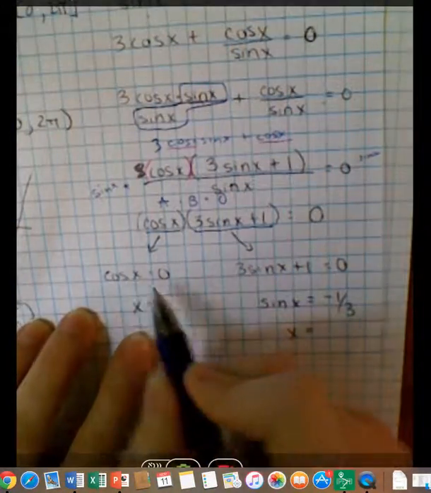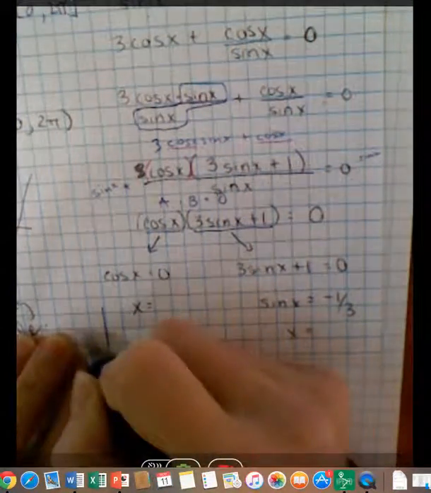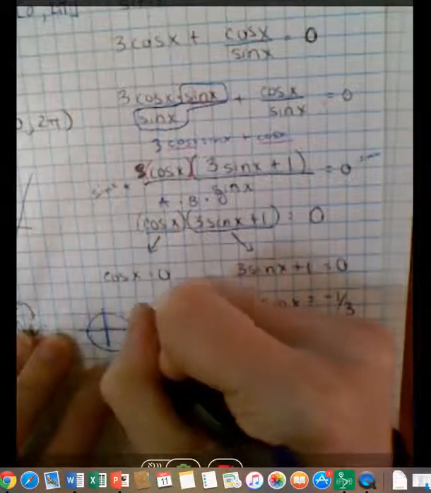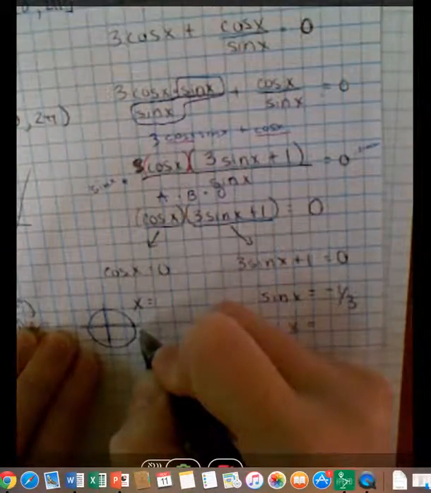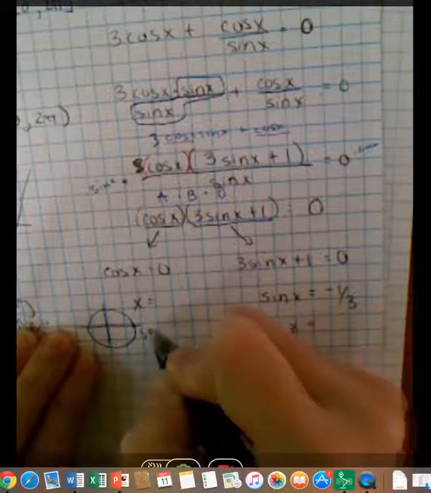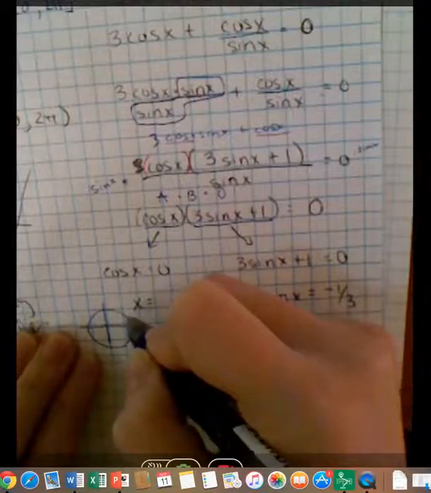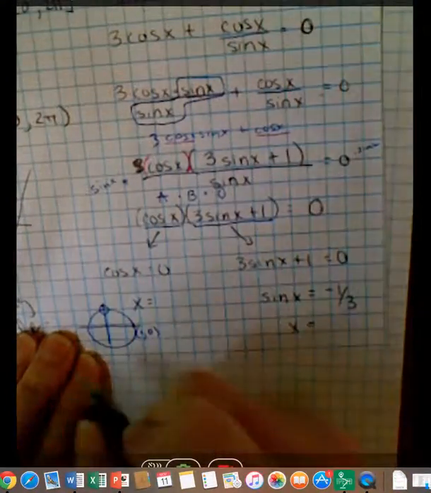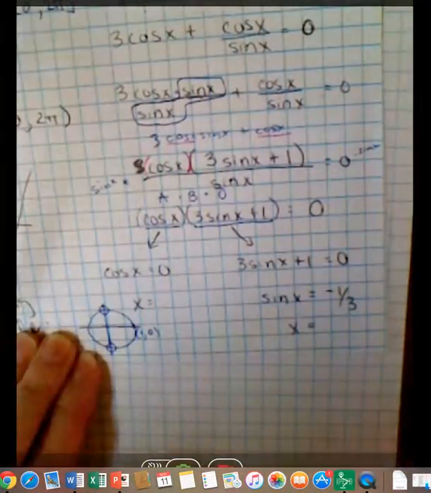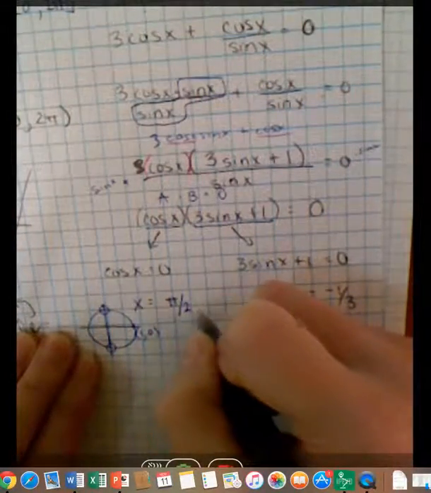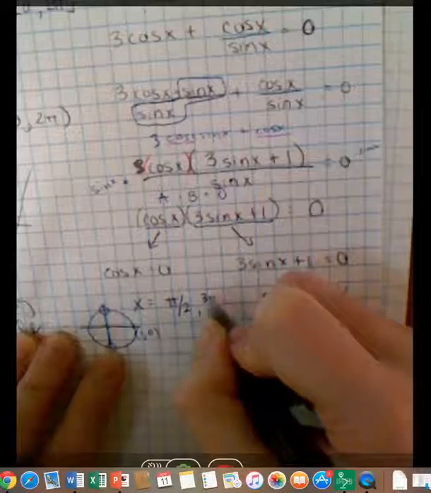Okay. Well, where does the cosine of x equal 0? Think about the unit circle here. Here's 1, 0, and our x value is our cosine. So when I go around, I'm going to see there it's 0, and there it's 0. So this is pi over 2 and 3 pi over 2.